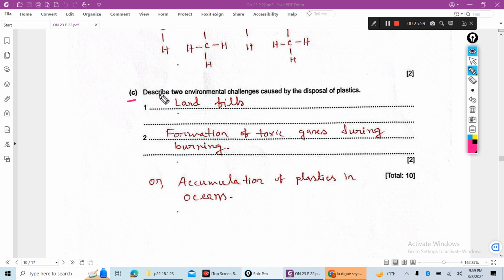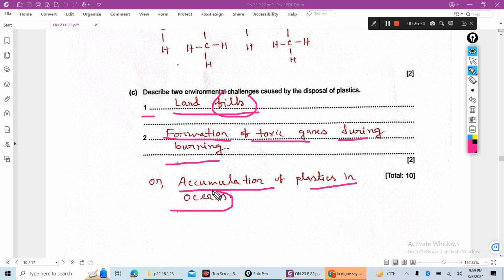Now describe 2 environmental challenges caused by the disposal of plastic. If you throw plastics in landfills, that is one problem. And formation of toxic gases during burning: if plastic is burned, toxic fumes or harmful gas will be produced. Or you can write accumulation of plastic in oceans, they deposit a large amount in the ocean.